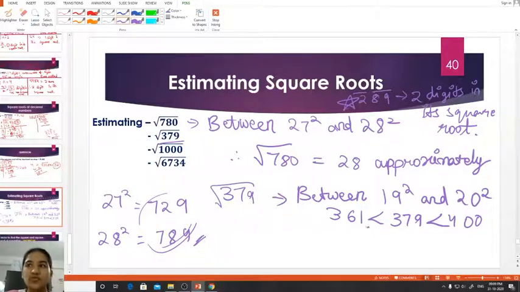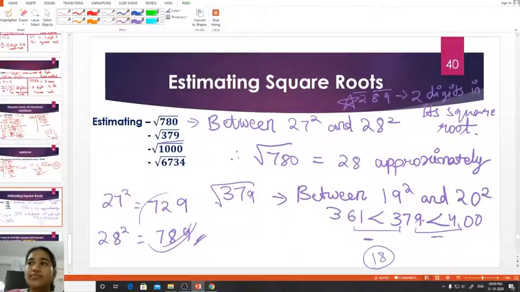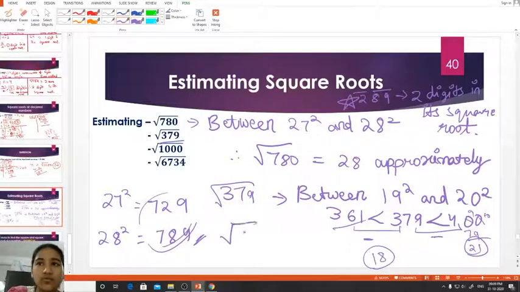You can subtract and check also. If you subtract these two, you are going to get 18, and when you subtract these two, 400 minus 379, you are going to get 21. So which is closer? 361. So approximately the square root of 379 is equal to 19 approximately.